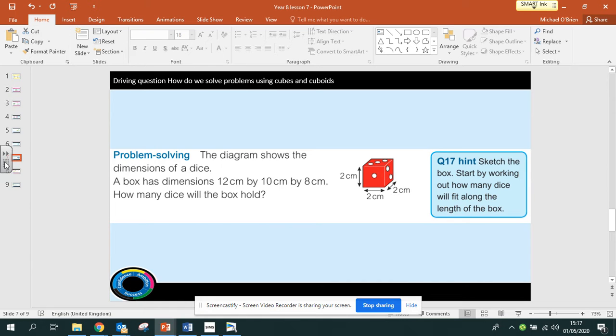The diagram shows the dimensions of a dice. A box has dimensions 12 centimeters by 10 centimeters by 8 centimeters. How many dice will the box hold? And there's a really good hint. Sketch the box. Start by working out how many dice will fit along the length of the box.